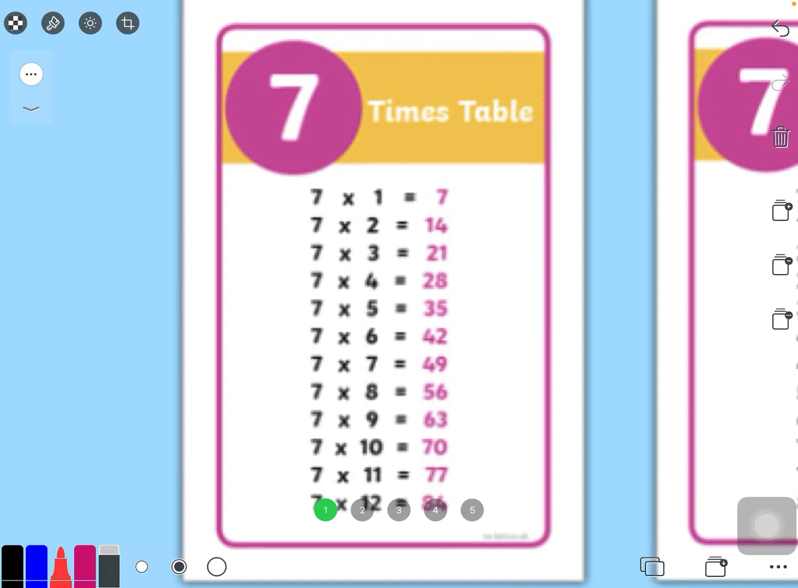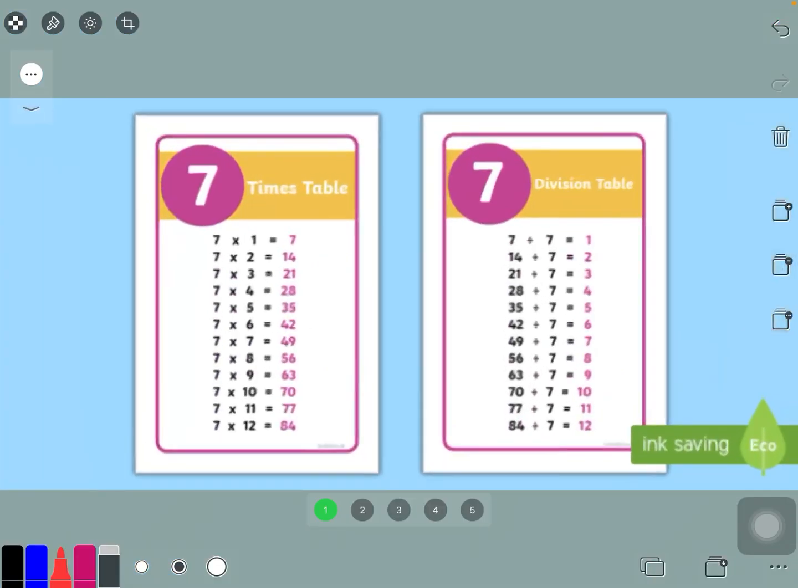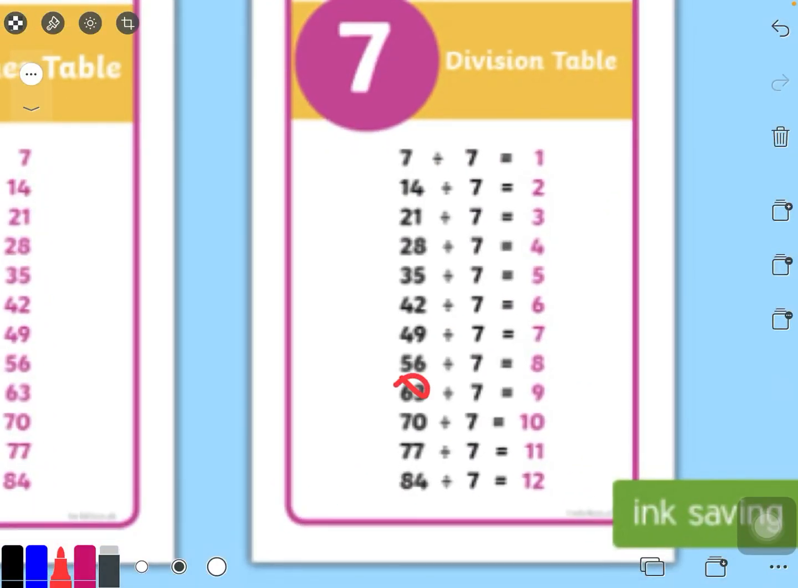So it goes like this: 7, 14, 21, 28, and 35, 42 and 49, 56 and 63, and 70, and 77, and 84.